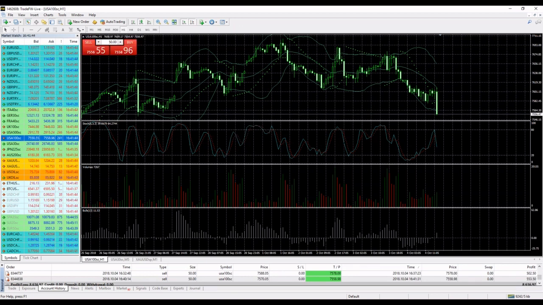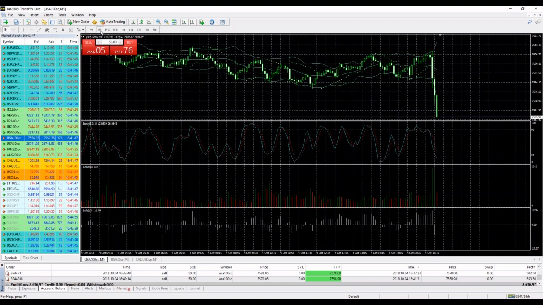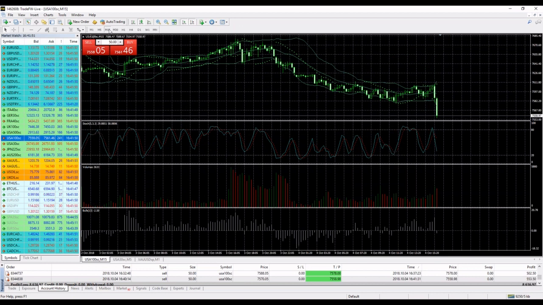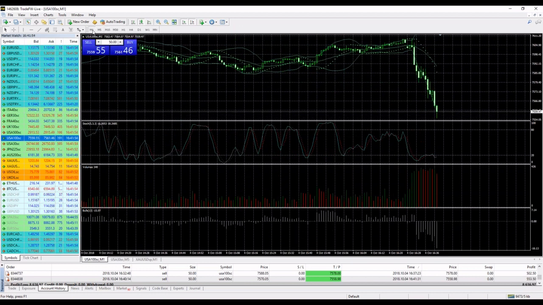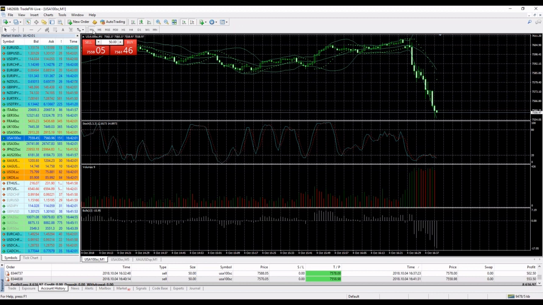So let me see on USA 100 if we enter another position. Let's leave it to cross a bit. Yeah, get a bit higher, and I will enter again. Come a bit higher, baby. A bit more higher.